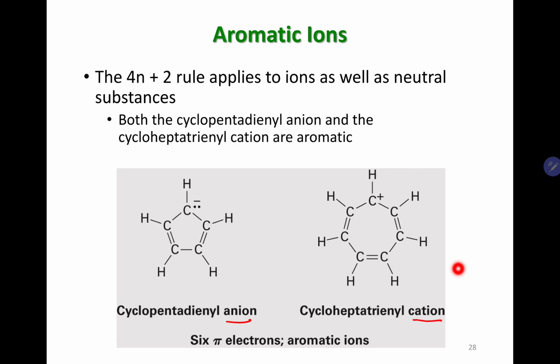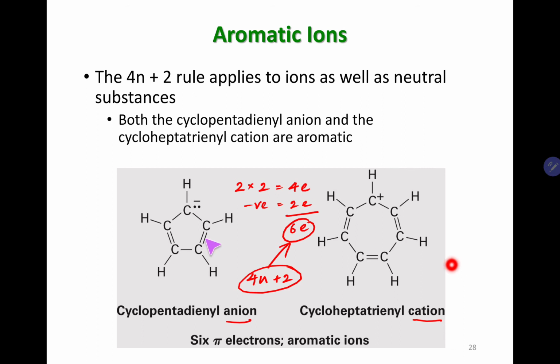I have an anion and also a cation, and both these compounds are aromatic. Let me show you why. First of all, if you count the pi electrons, this one has two double bonds. So 2 times 2 is 4 electrons, and then it also has a negative charge. A negative charge counts as 2 electrons. So if you add everything up, it will be 6 electrons, which means it fits the 4n plus 2 rule.